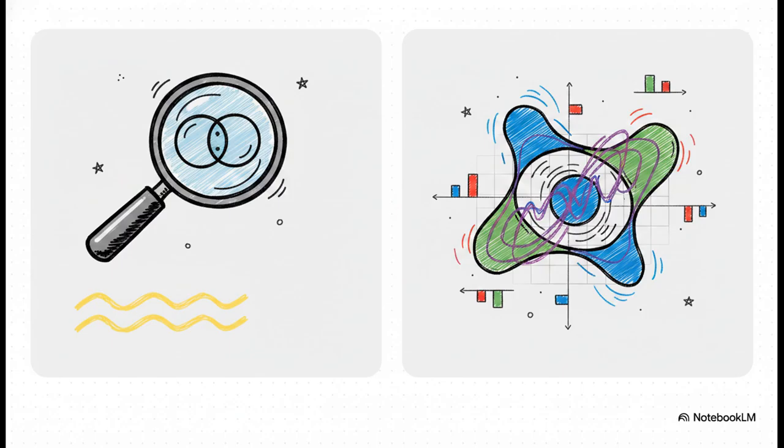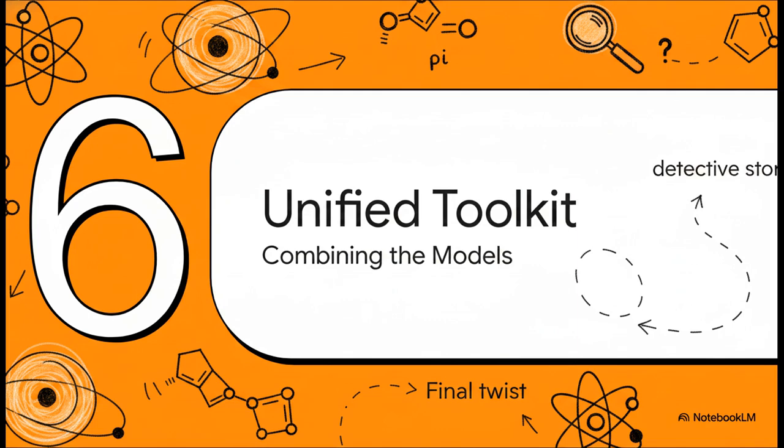Valence Bond Theory provides a fantastic qualitative snapshot. It gives you a really fast, easy way to visualize a bond. Molecular Orbital Theory, on the other hand, delivers rigorous, highly accurate quantitative data for when you need to know the exact magnetic and energetic realities of the molecule. And finally, Part 6, the Unified Bonding Toolkit.